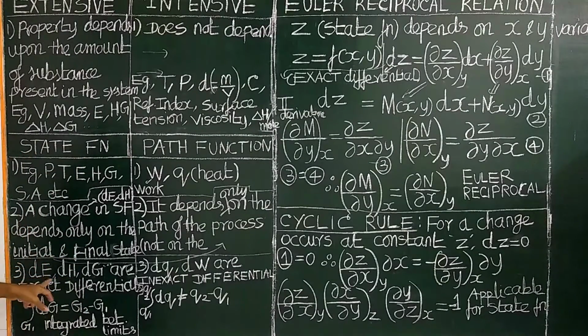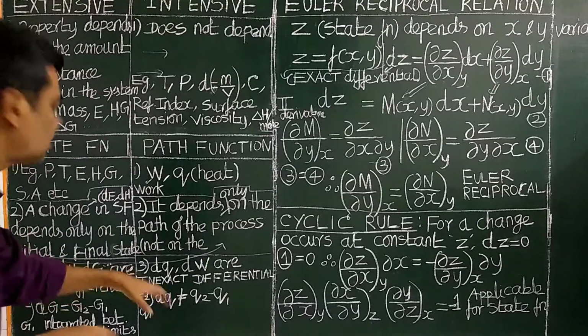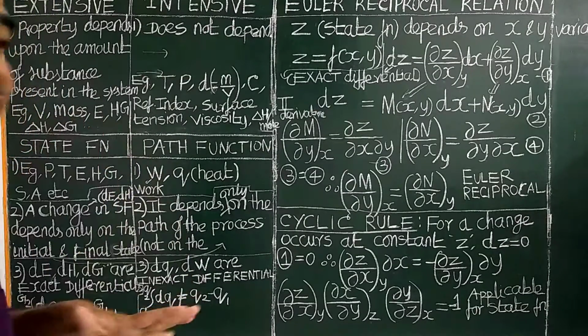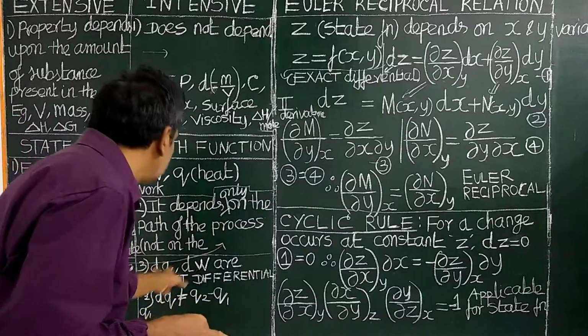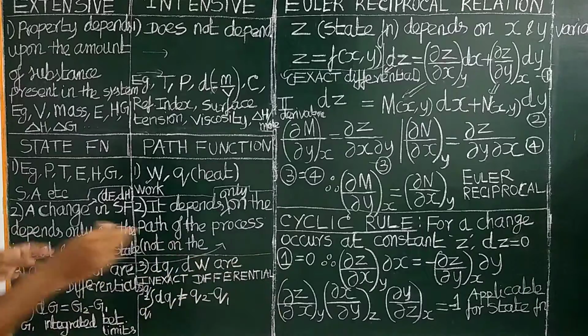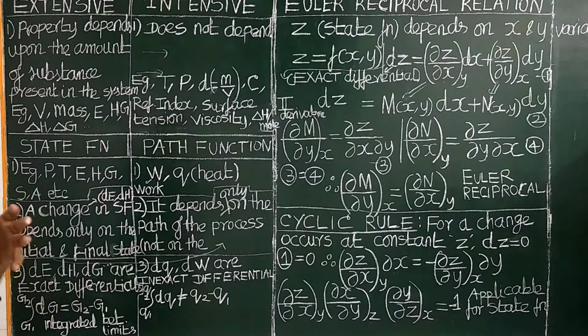Now, the differential of energy, the differential of enthalpy, are called exact differentials. The differentials of state functions are exact differentials. The differentials of path functions are inexact differentials. What does it mean? The exact differentials can be integrated between the limits.